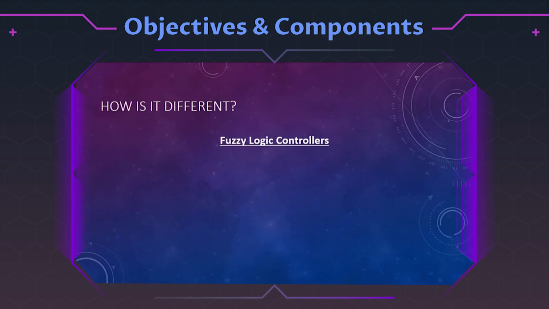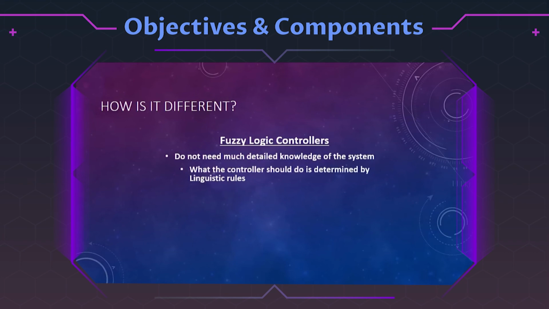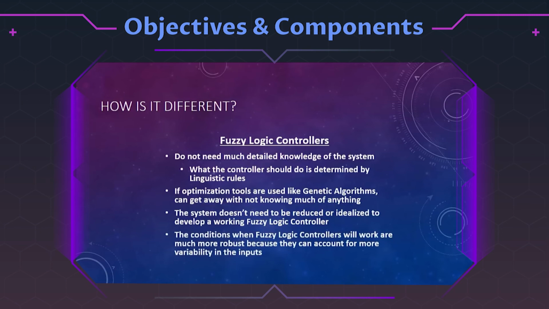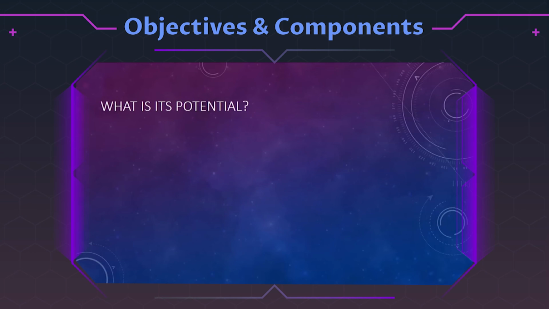Fuzzy logic controllers, on the other hand, you don't need to know much detailed knowledge of the system. And what the controller should do is determined by linguistic rules, and this is very easy to do for humans that know what the controller should do in certain situations. And if optimization tools are used like genetic algorithms, you can get away with not knowing much of anything about the system. The system also doesn't need to be reduced or idealized to develop a working fuzzy logic controller. And the conditions when fuzzy logic controllers will work are more robust because they can account for more variability in the inputs.